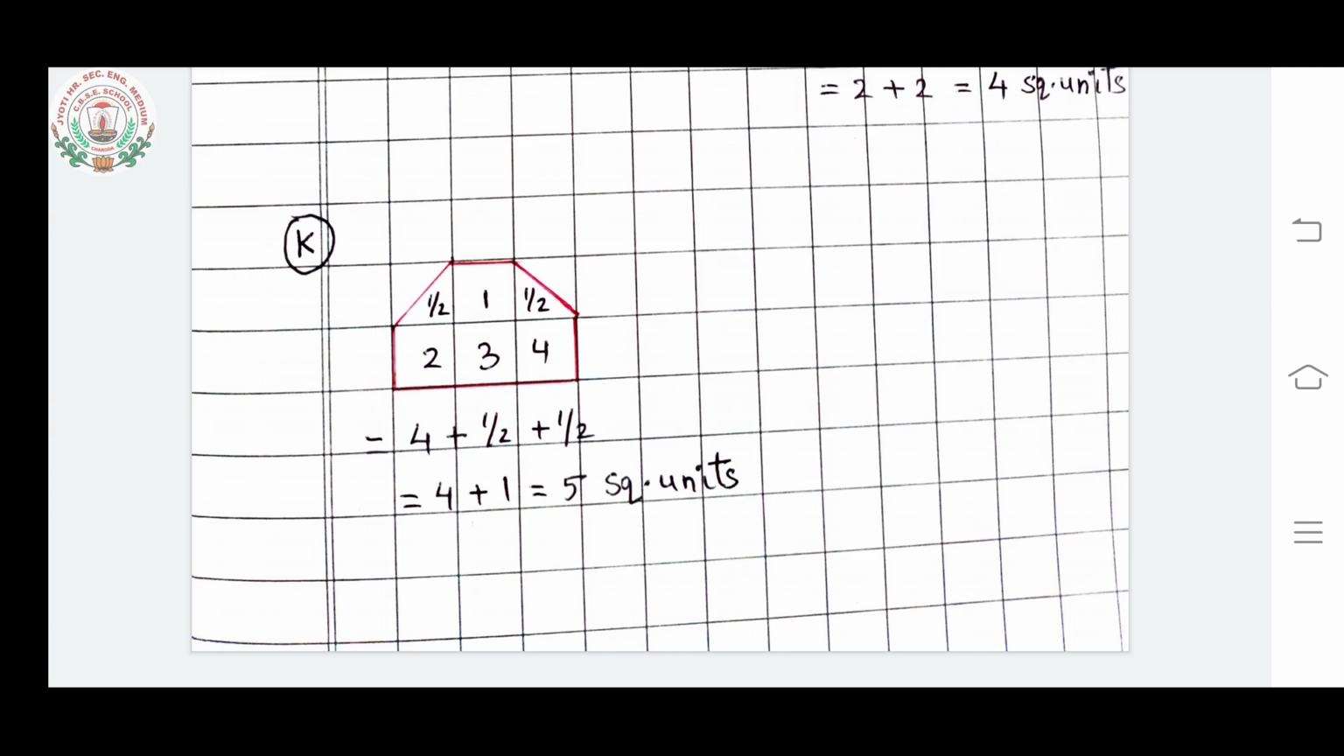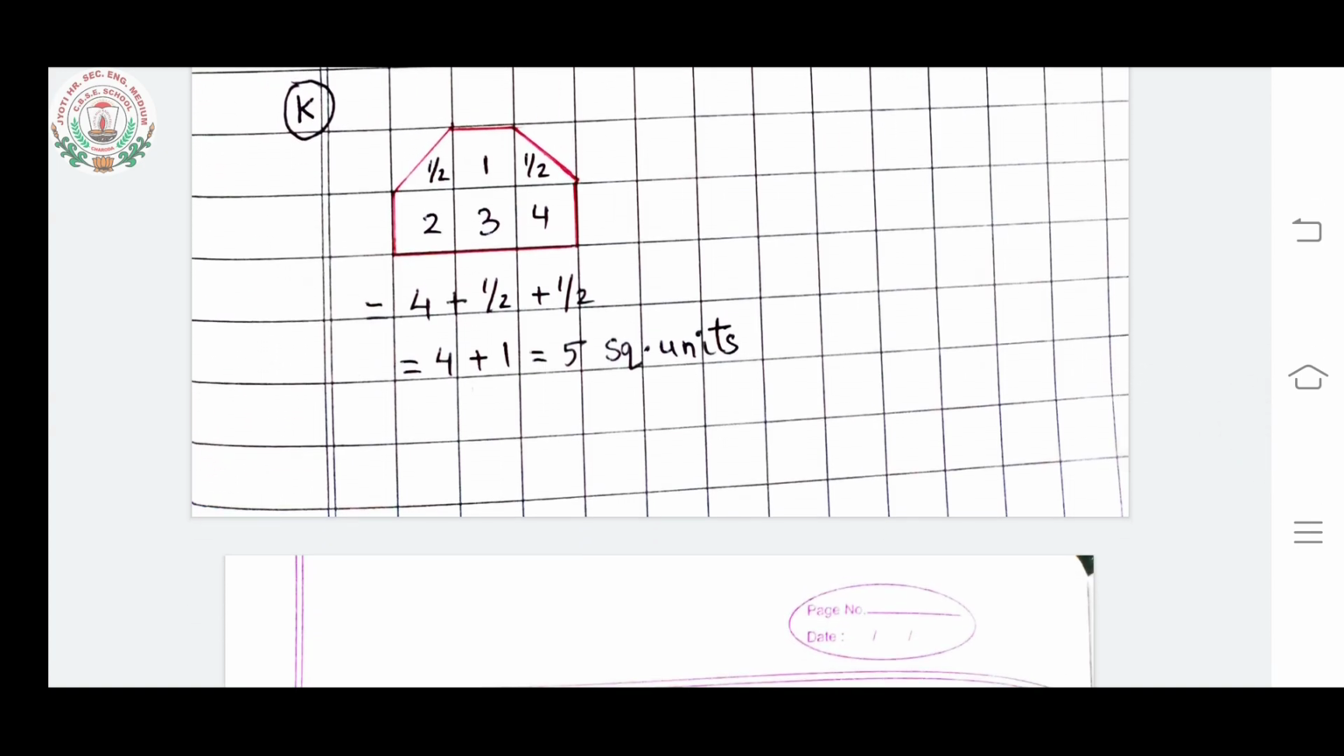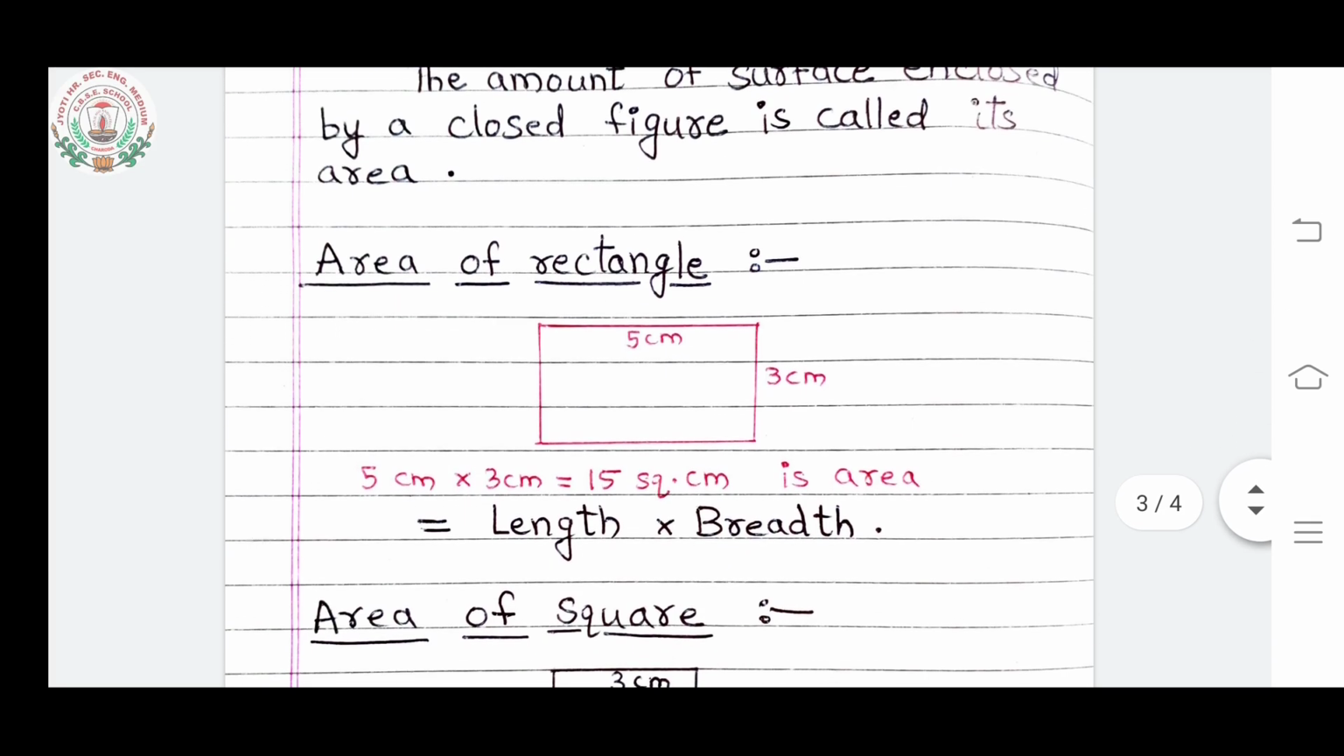But area is the total space occupied, that is the total surface enclosed by that figure is called the area. So here we have seen area. The amount of the surface enclosed by a closed figure is called its area. Okay, closed figure. Now we will see the simple closed figures like rectangle, square and all these. Triangle is also closed figure, but triangle is having some little different formula that we'll see little later. First we are going to see the area of rectangle.